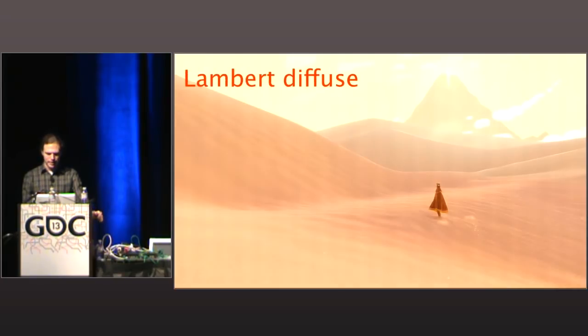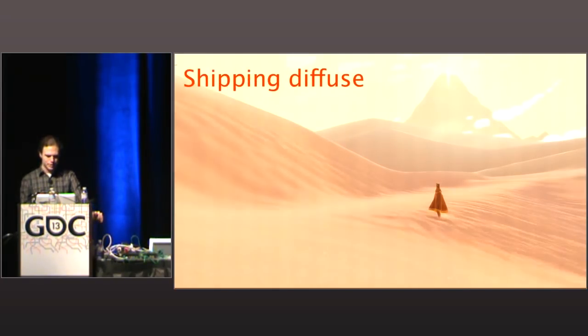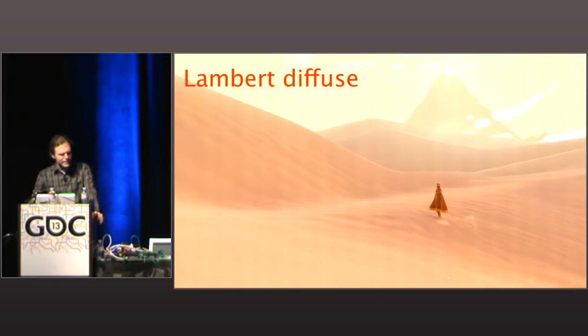Here's what we used in Journey. Here's Lambert. Notice the Journey shader is quite a bit higher contrast. And one of the things that we realized over the development of Journey, and I'm surprised it took as long as it did, is that Lambert is a terrible shader for almost any situation. Literally any change you make to it is going to be an improvement. And so once we realized that, we started looking into alternatives.